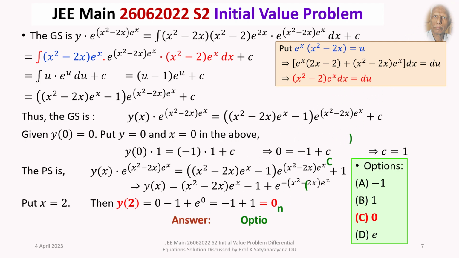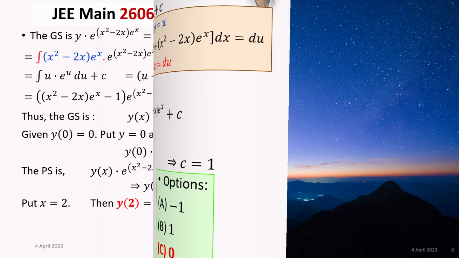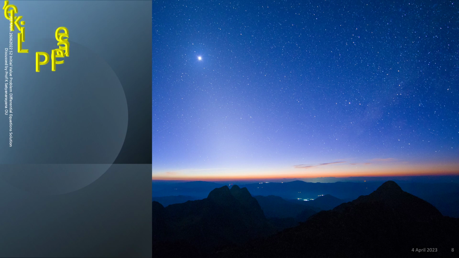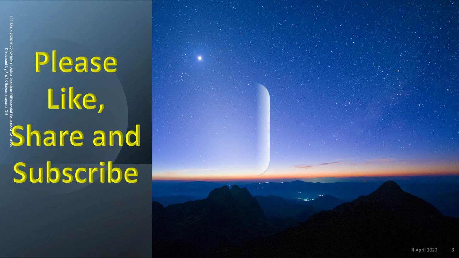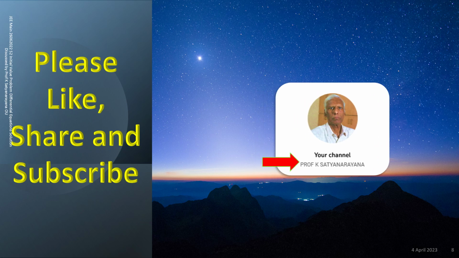So that is the detailed discussion of the solution of the problem from the section differential equations. I am sure that you have understood the solution of this problem.